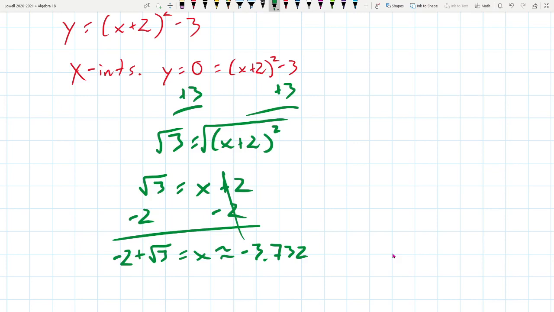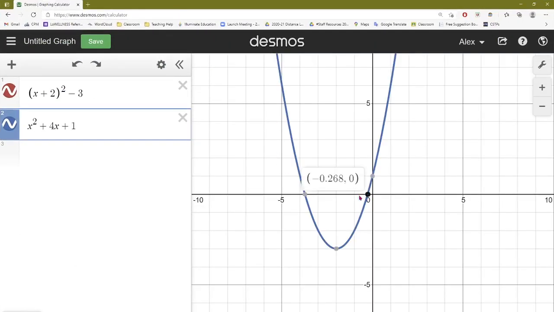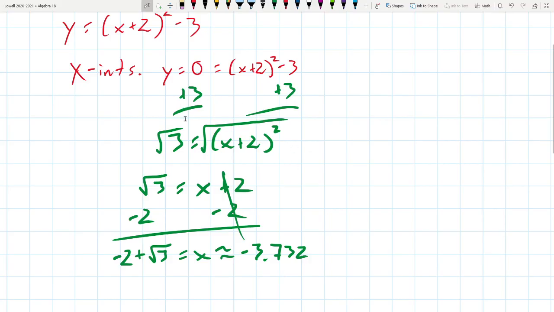Okay, but hang on. If we go back to Desmos, I'll pull it up right here, we actually can see that there was a second one, and it was over here. But my equation only had one solution. So what gives? Well, it comes back to this step right here, the square root step.